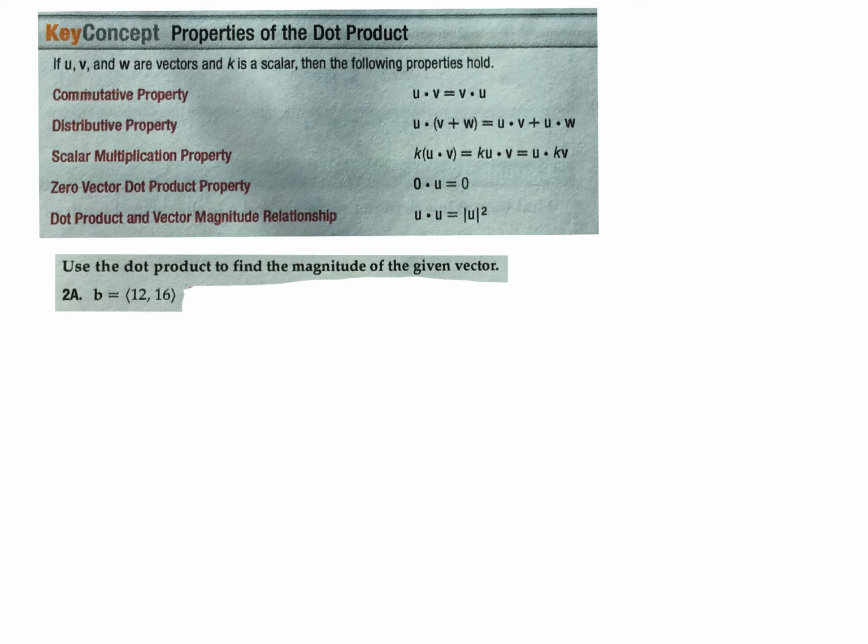So it's going to be 12 times 12 plus 16 times 16. So it's going to be 144 plus 256. That's going to be 400. And then I need to take the square root of that, because it's squared. I just want to know the magnitude, so taking the square root of that is going to be 20.